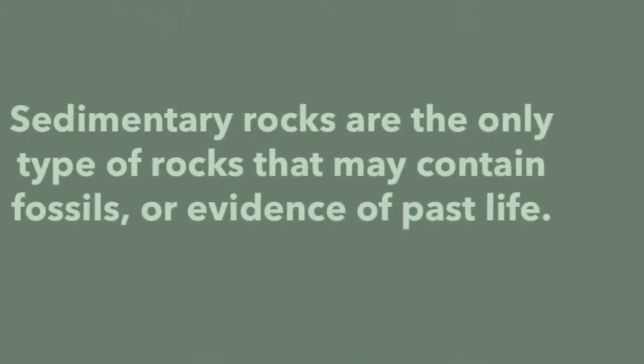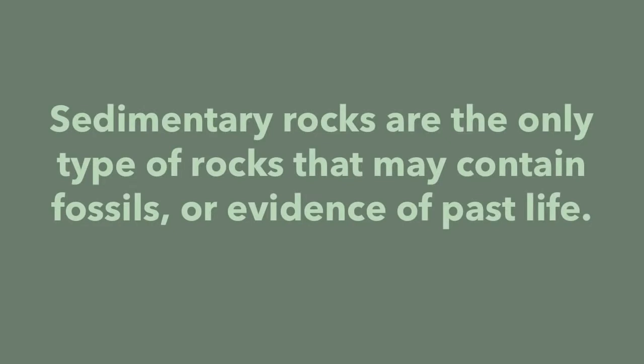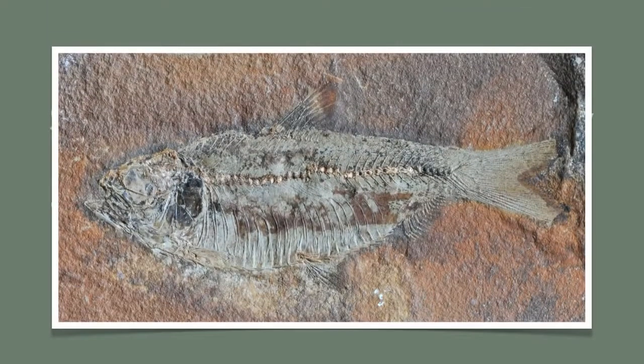One more key note about sedimentary rocks is that they are the only type of rock that may contain fossils or evidence of past life. So if you see a rock with a fossil in it, you know automatically it must be a sedimentary rock. The reason being, the processes that involve the formation of igneous and metamorphic rocks involve a lot of heat and or pressure. And so these processes would destroy any fossils that existed. Therefore, the only type of rocks that really commonly contain fossils are sedimentary rocks.